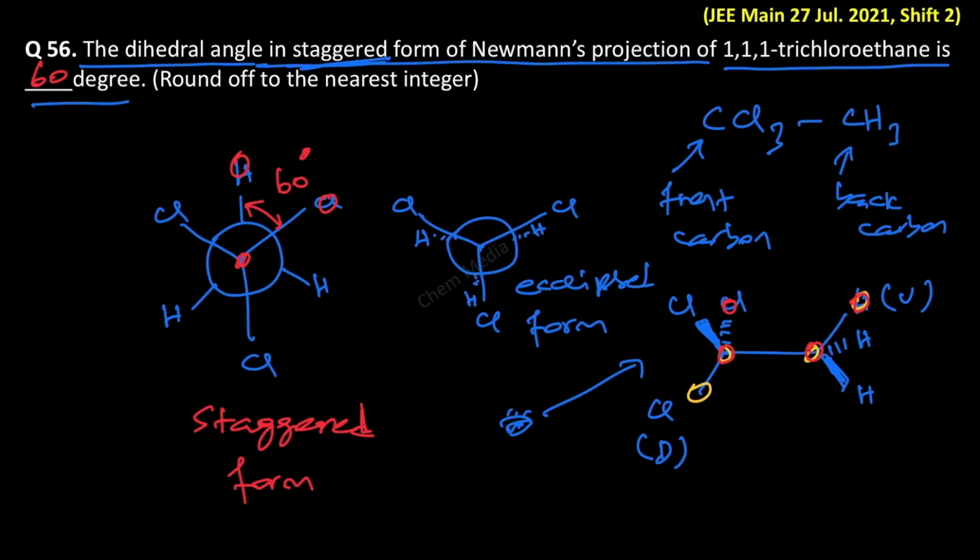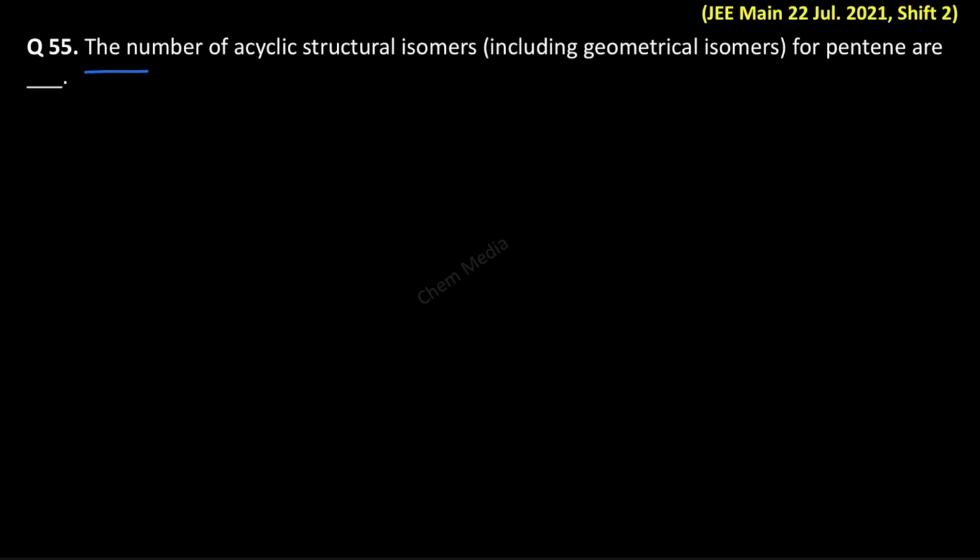The number of acyclic structural isomers including geometrical isomers for pentene are how many? This question is somewhat deceiving in the sense that they are not asking you to write down the isomers of pentene with only pent as the root word.